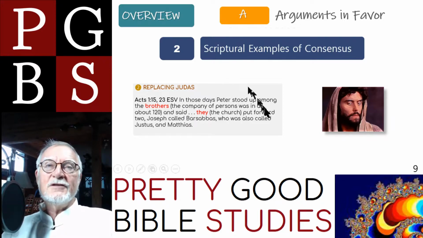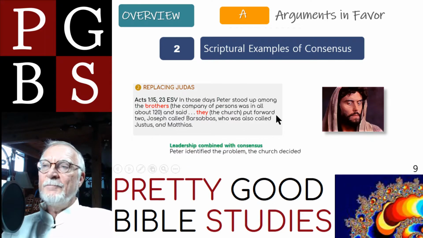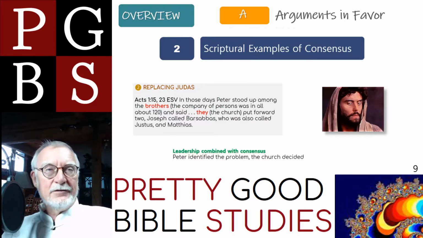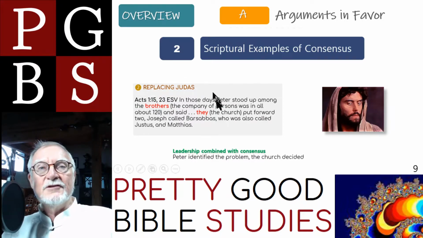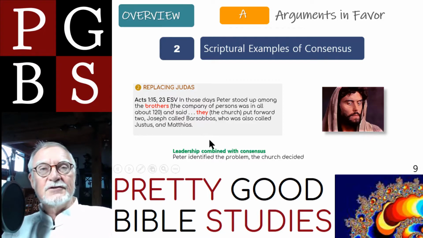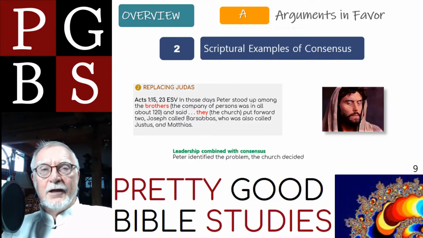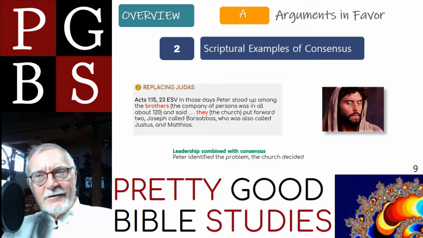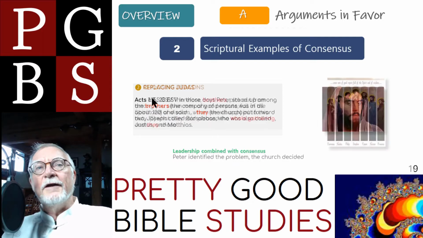Now here we see a pattern of leadership combined with a consensus. The apostles led. Peter identified what the problem was. You see, in those days, Peter stood up and said, hey, we got a problem here. And then the church decided. Now I'm going to show you that pattern as we go through these 6 examples. Leadership, and then consensus decision making. Oftentimes when we talk about consensus, we leave the leadership out, but we're not going to do that.